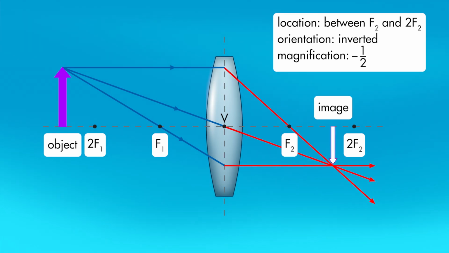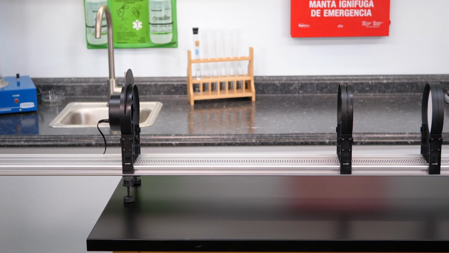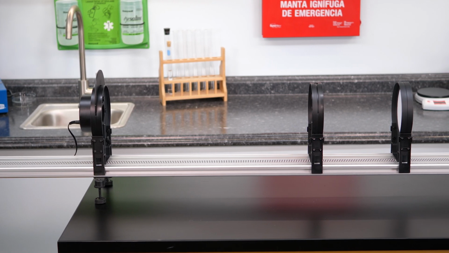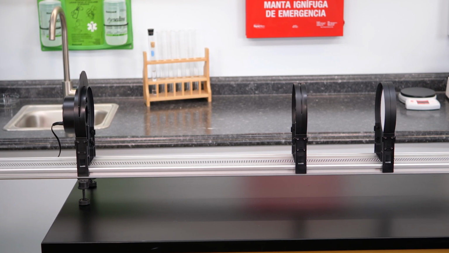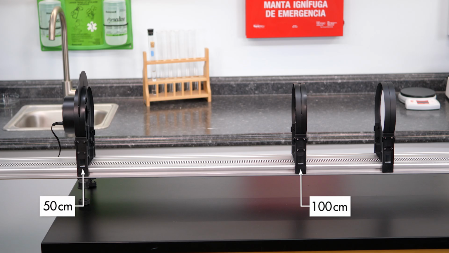Since the image appears behind the lens, we know it can be projected onto a reflective screen. This type of image is a real image. Now, let's perform this experiment on our optical bench and see if the image will appear as predicted. The lens is located at the 100 centimeter mark. We have placed the object to be refracted at the 50 centimeter mark, which is 2.5 times the focal length in front of the lens, beyond the 2F1 point.